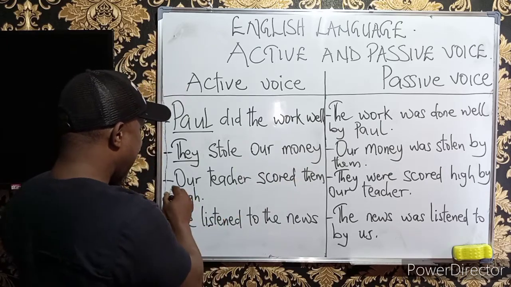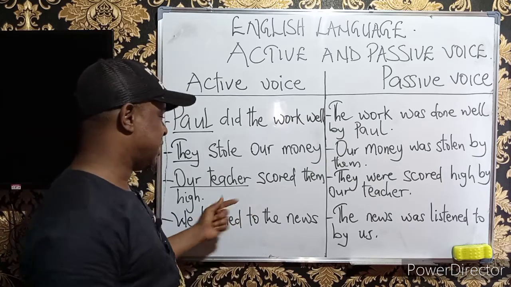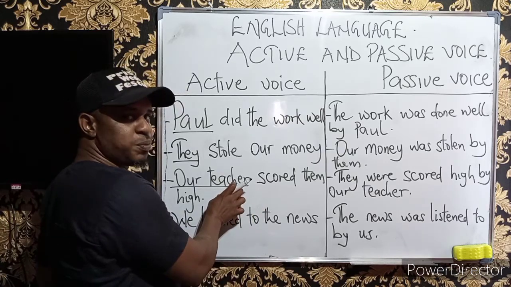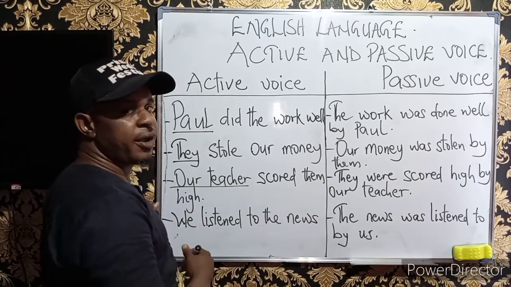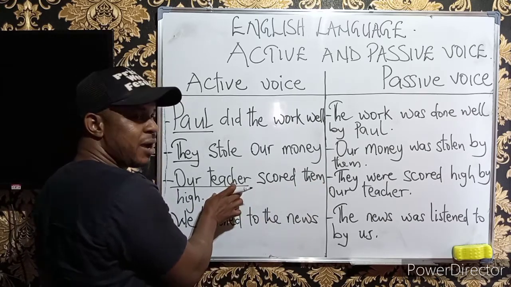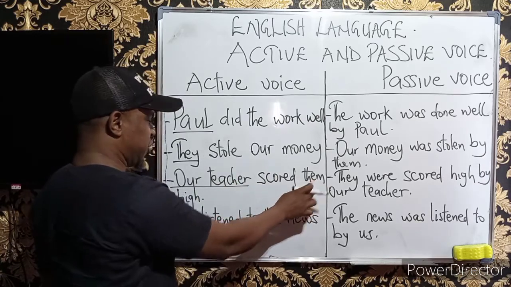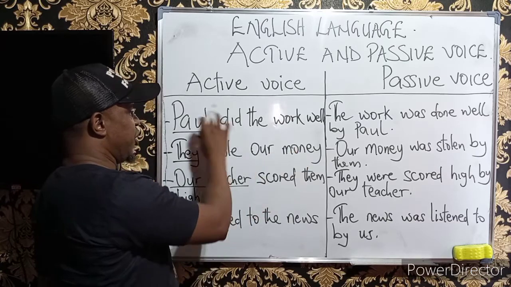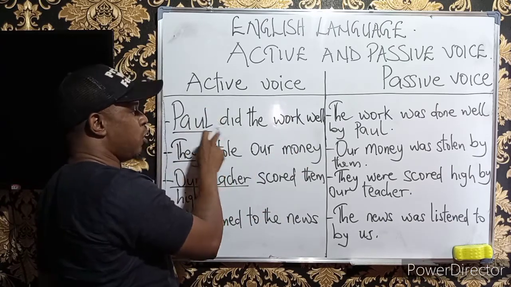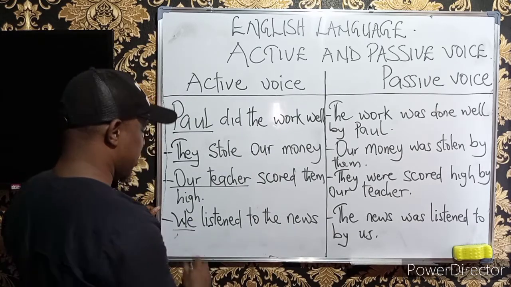The next one, our teacher, being the subject of the sentence. In this case, this is a noun phrase. Our teacher scored them high. That's the performer of the action in this sentence. A noun phrase performed an action. Here, a pronoun being the subject performed an action. Here, a noun, Paul, performed an action as well.